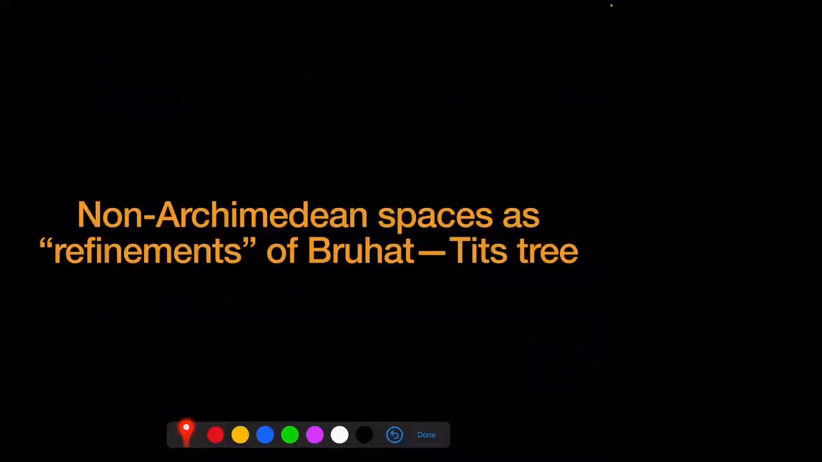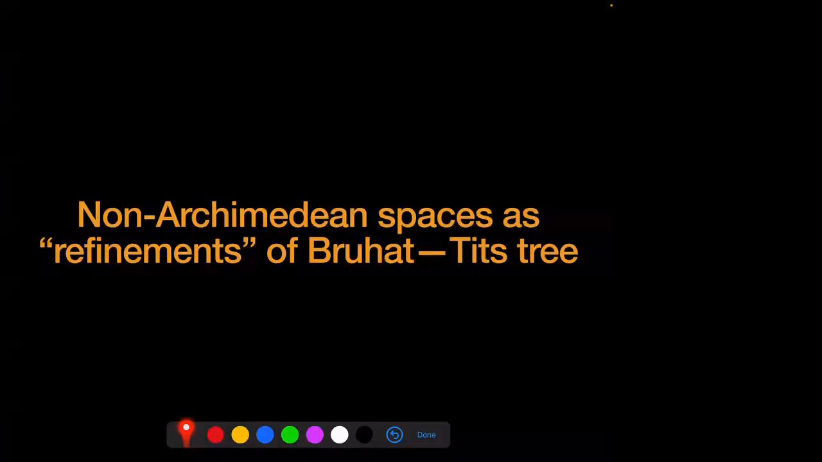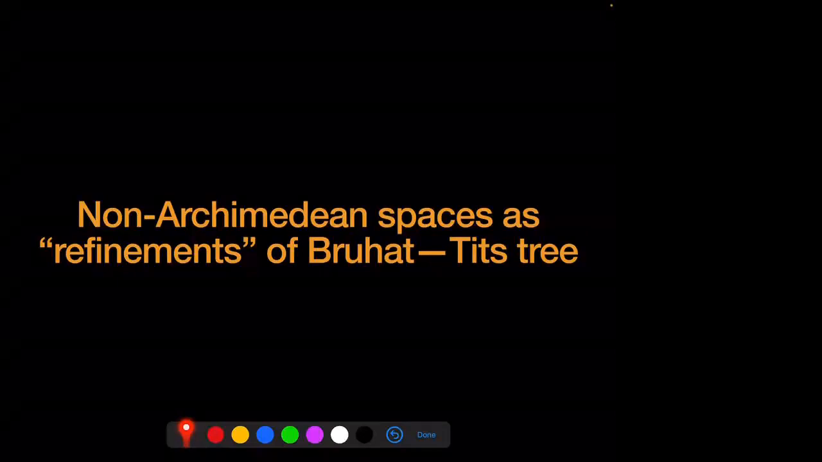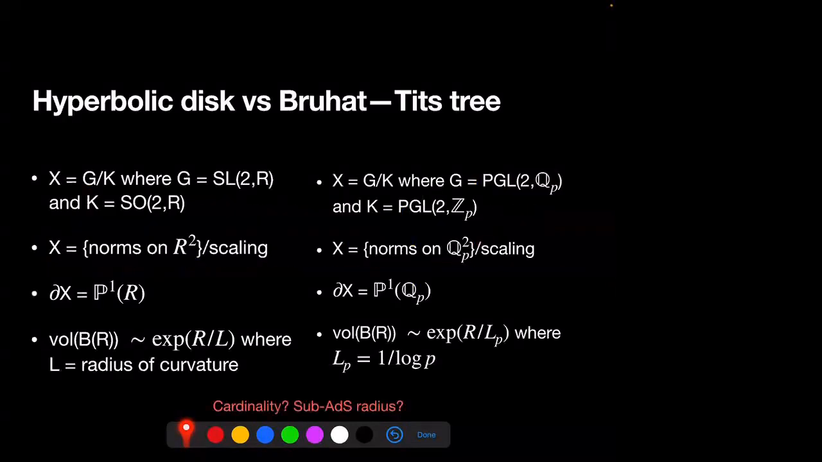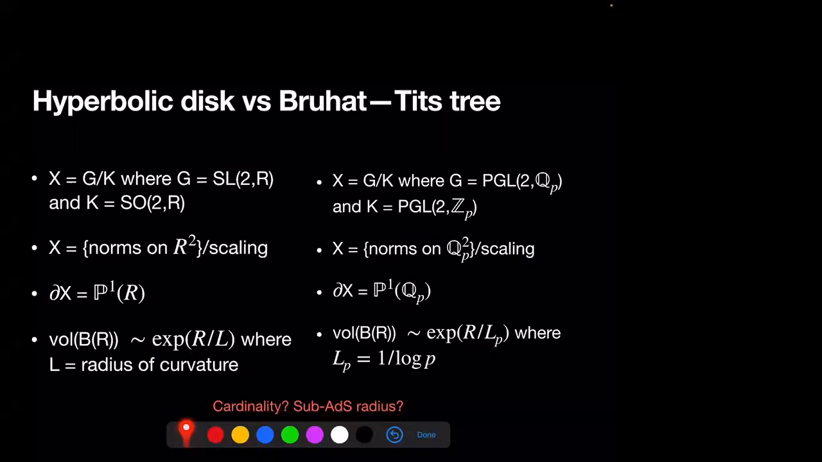Okay, so now I'm coming to my final, second part, which will be short. So I think I will be able to finish in time. So the second thing I wanted to mention was the Bruhat-Tits tree and how to refine it or how to expand the Bruhat-Tits tree space. So let me start with the comparison of hyperbolic disk and Bruhat-Tits tree.